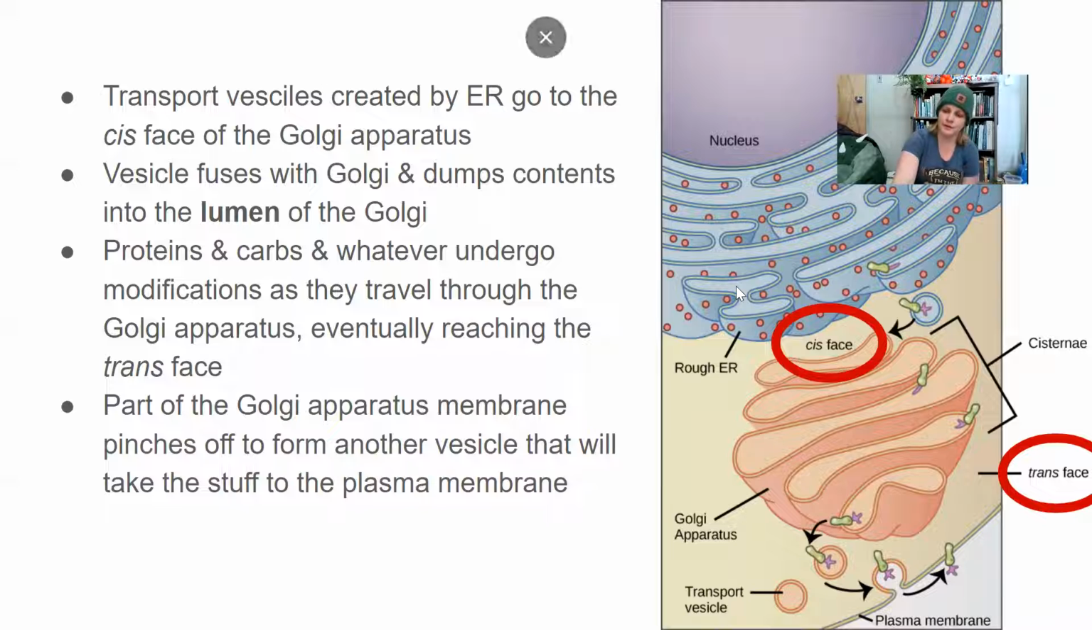And so if we follow this protein that's made on the interior, the inner membrane of the ER, we can see that if we follow its pathway through all of this, eventually it will end up on the exterior of the plasma membrane. Okay, so something that's made on the inside of the ER is going to end up on the outside of the cell.